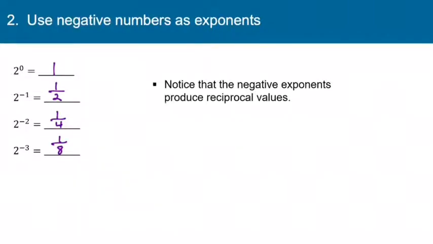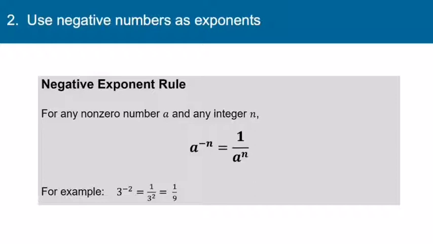And in fact, that's exactly what happens. Notice that the negative exponents produce reciprocal values. So when we have a negative power, we end up with a reciprocal. And this is going to give us our negative exponent rule. So here is the official negative exponent rule. For any non-zero number a, and any integer n, a to the negative n power is equivalent to 1 over a to the positive n power.